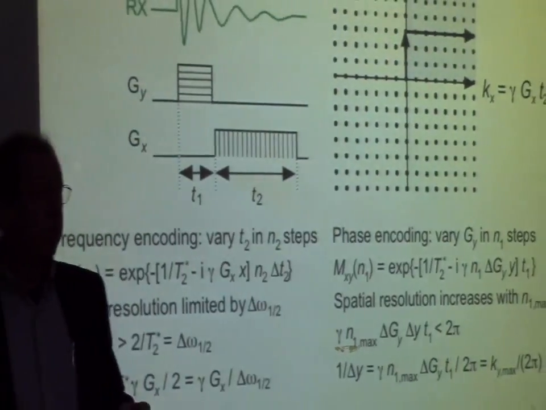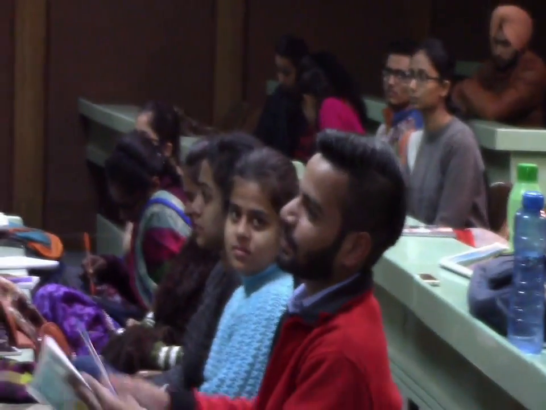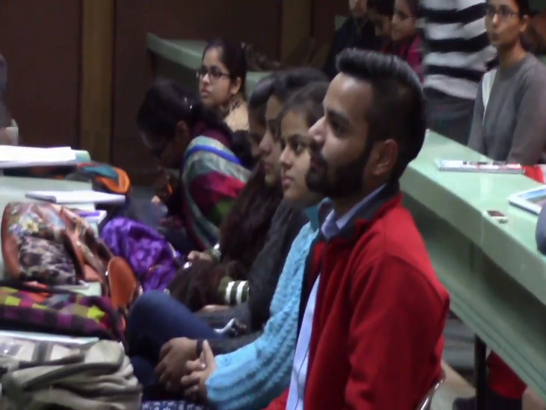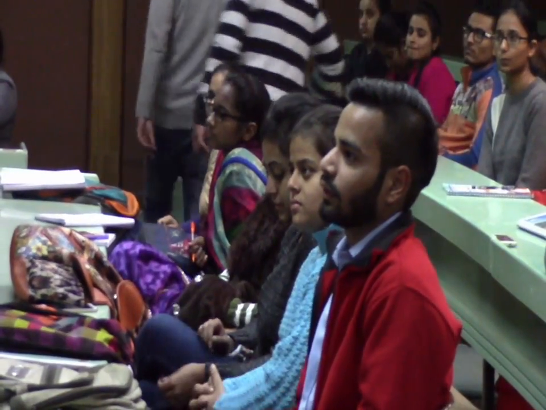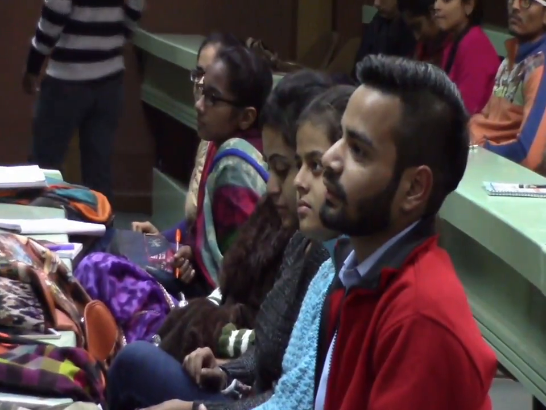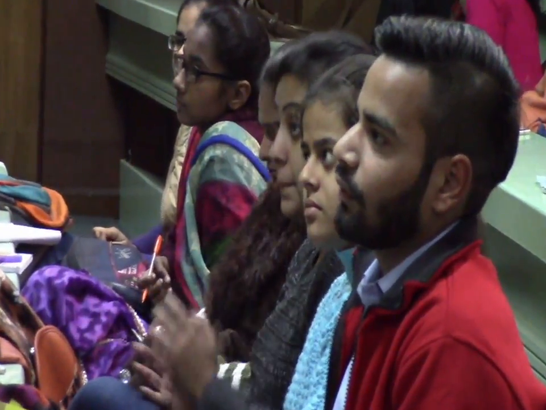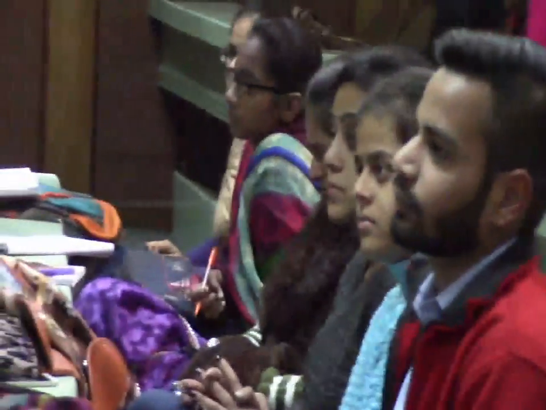Sir? Yeah? So we are using f and g functions from Taylor's expansion. What do they represent? G is the gradient function. That's the value of the gradient, the power through the current through the gradient coils. And what about f?